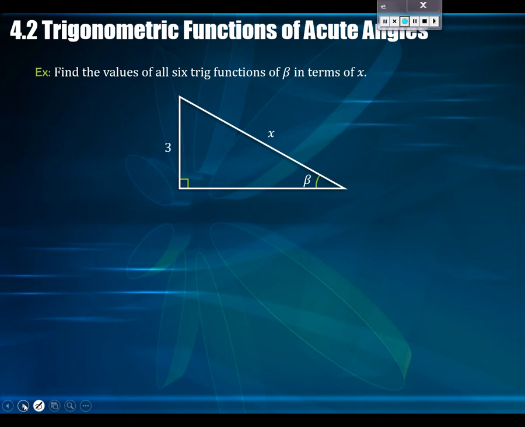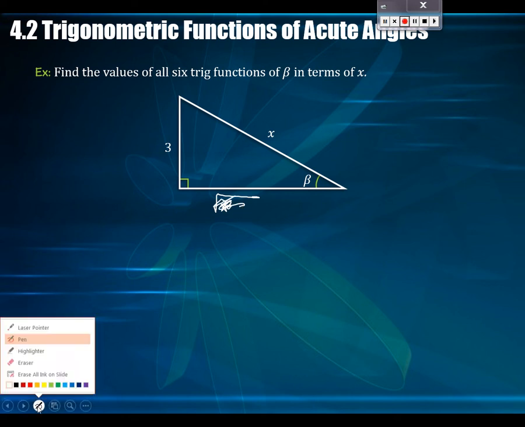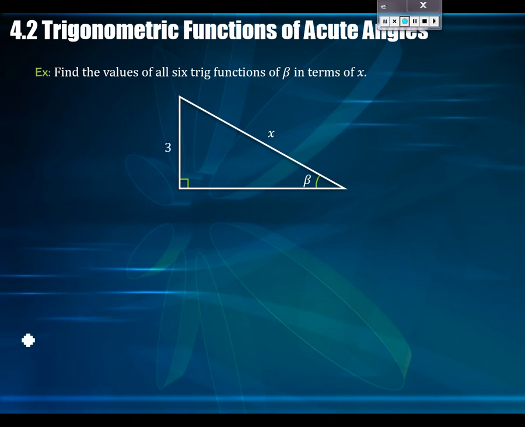I'm going to need this side somewhere in there, right? I've got a name for this side. It's 3. I've got a name for this side. It's x. Tell me about this side that's missing. You could use the Pythagorean theorem, right? So what does that come out to be? X squared minus 9. It's the square root of x squared minus 9. Good. All right, now we have a name for all the sides. I think we can proceed.